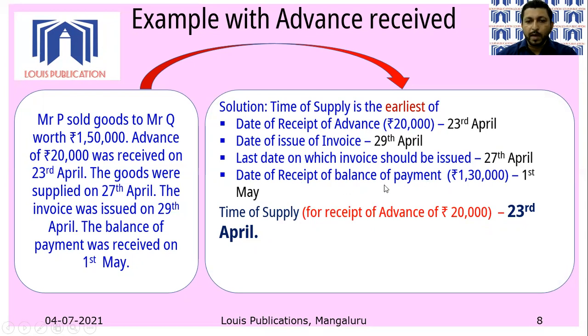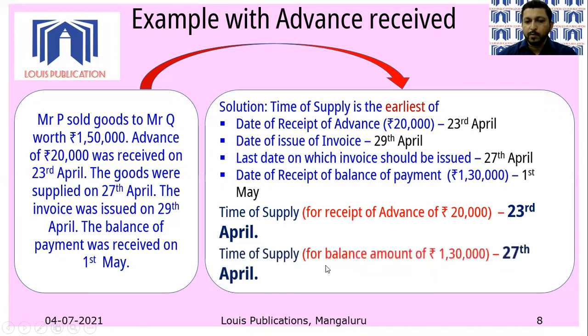But when it comes to the balance of payment, leaving out advance, we have 29th of April, 27th of April, and 1st of May. So as far as the balance of payment is concerned, the earliest date is 27th of April. So the time of supply for the balance amount of 1,30,000 will be 27th of April. So this is about the concept of time of supply as far as goods are concerned.